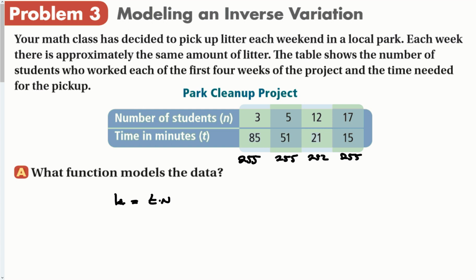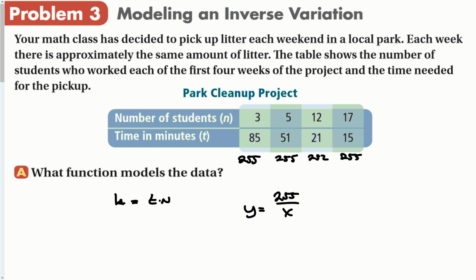So I don't want to go crazy here, but most of these numbers are pretty similar, 3 255s and a 252. So let's just say that this approximately models inverse variation, which is the point. You're not always going to get perfect things when you're trying to model data. So this is kind of close enough. And we can write our equation as 255 over x.